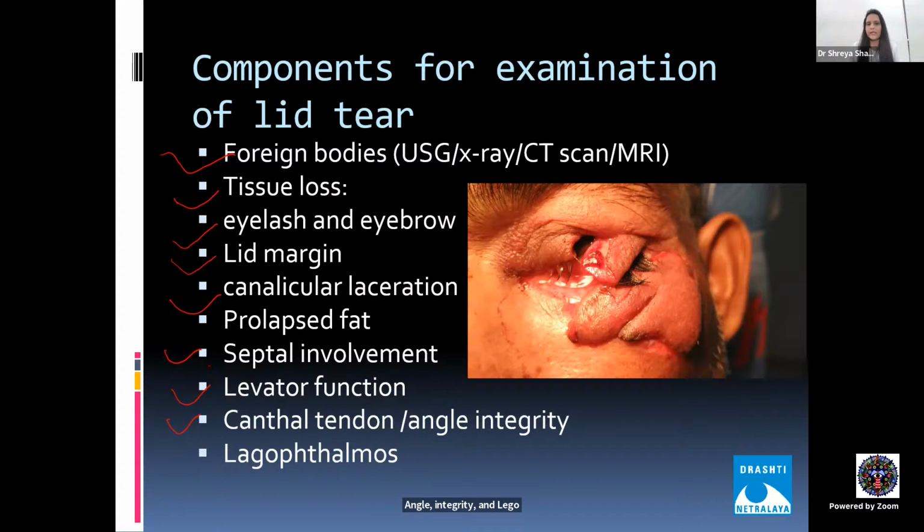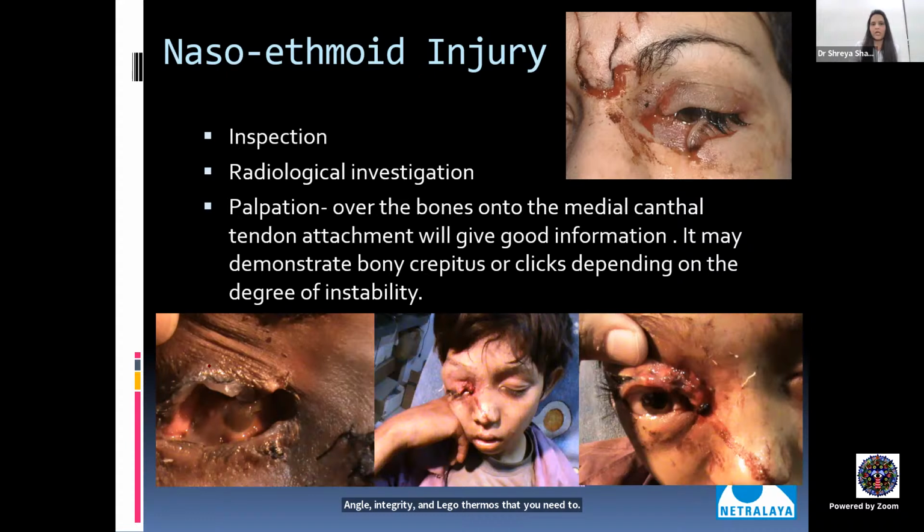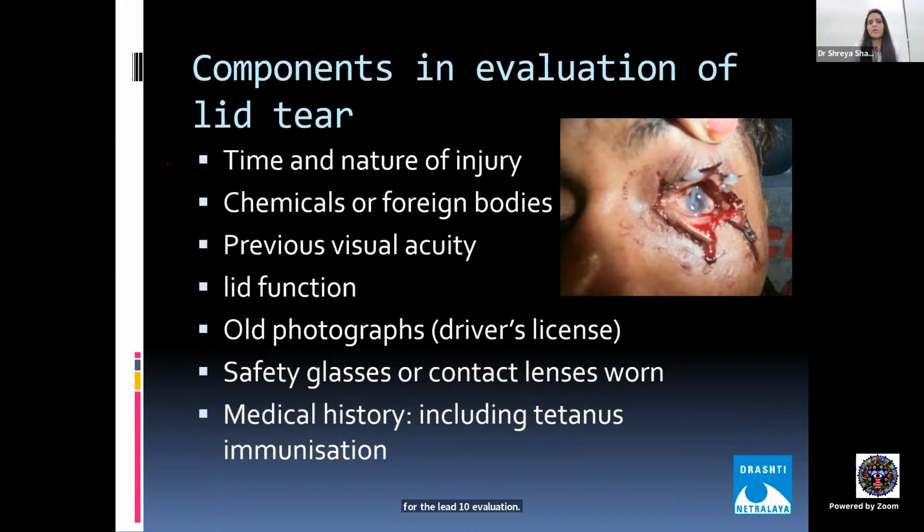And always look properly, with inspection and radiological investigation when you are suspecting. Sometimes simple palpation may demonstrate bony crepitus whenever there is a nasoethmoid injury. So always look for that and then go ahead with the lid tear evaluation. How will you evaluate the lid tear? First, you ask for the time and nature of the injury. Is there any chemical or foreign body? Previous visual acuity, lid function, old photograph. Sometimes they may carry a driver's license that will guide you for old photographs. Were safety glasses or contact lenses worn or not, and medical history including tetanus immunization.